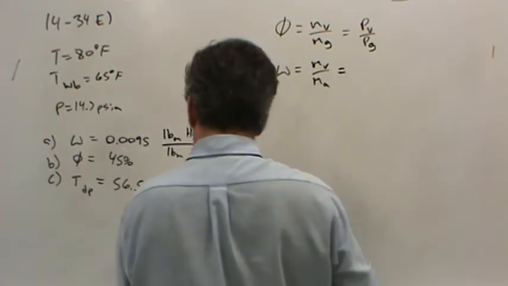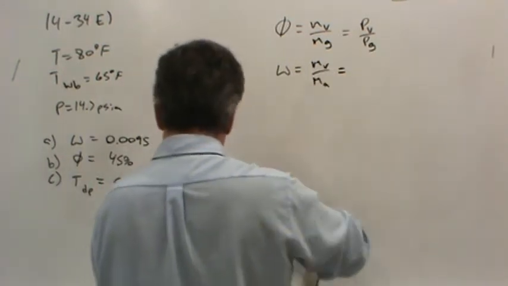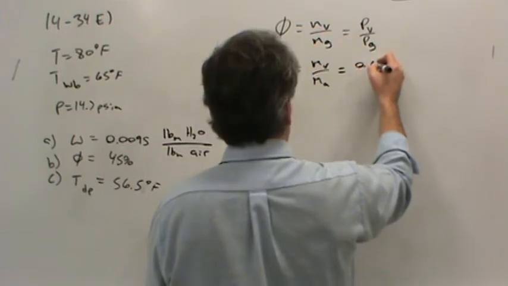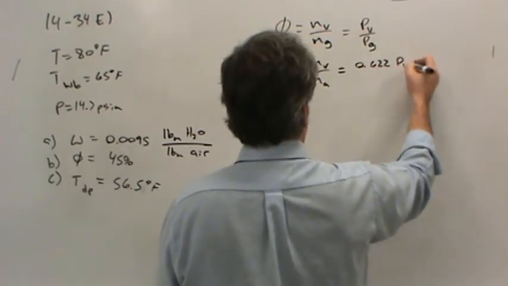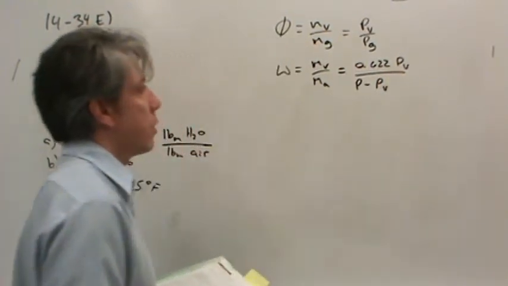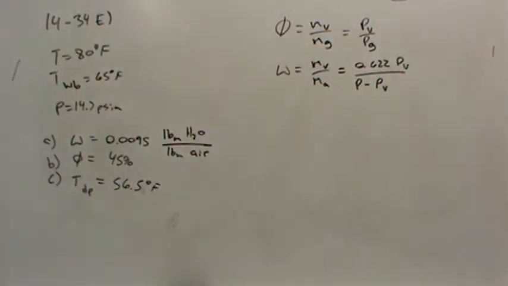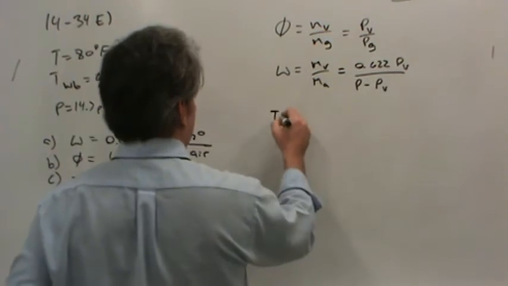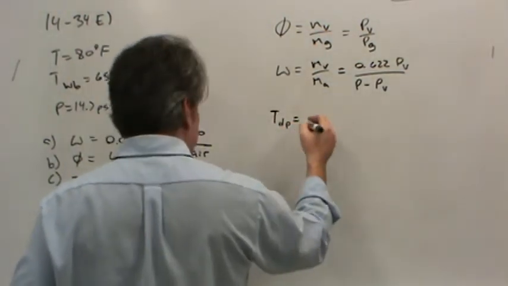So the specific humidity is the mass of the water vapor divided by the mass of air, and it's equal to 0.622 times the partial pressure of the water vapor divided by, really this is the partial pressure of the air, but we take the total pressure minus the pressure of the water vapor. Now those two are the main two equations that we will use. However, there's one more thing that's important. The dew point temperature is the saturation temperature at the partial pressure of the water vapor. And this is the thing that throws students for a loop.